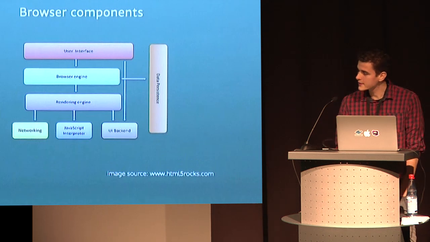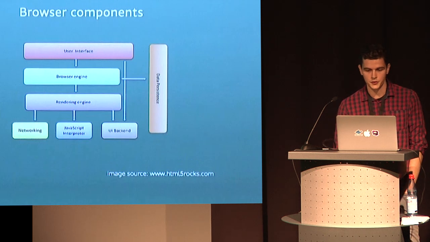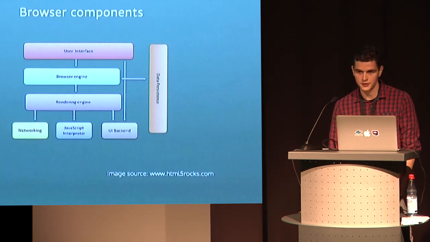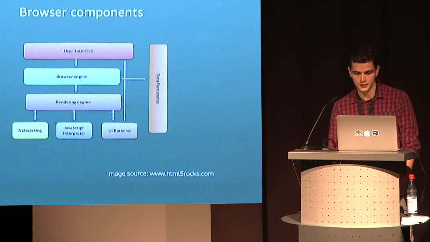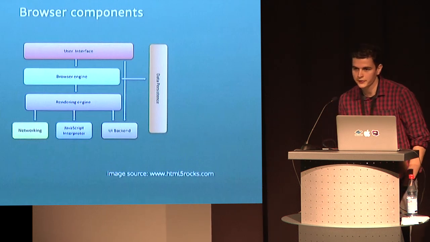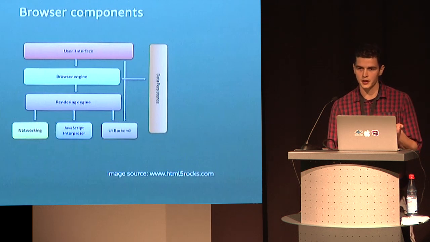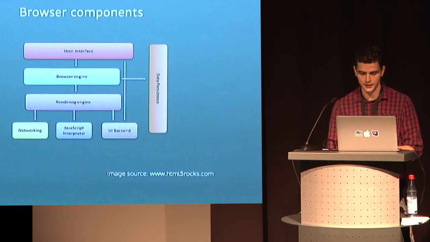So let's start with the browser components. A browser consists of user interface layer, a browser engine, a rendering engine, networking, JavaScript interpreter, UI backend, and data persistence. User interface I would define as everything which you see, but you can't manipulate. So the address bar, the settings of your browsers, you can't really manipulate that, and that is a user interface.